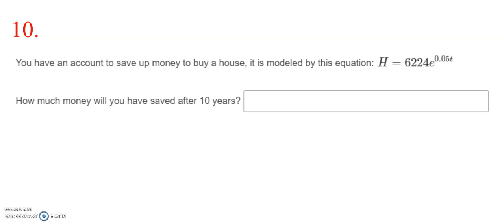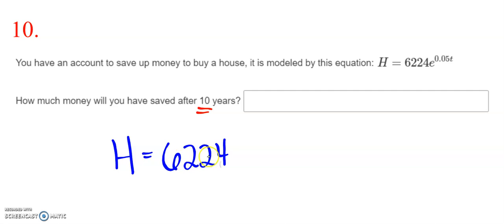Last one, you have an account to save up money to buy a house. It is modeled by this house equation, H equals 6,224 times e to the 0.05t. How much money will you have saved after 10 years? So we are saving up for a house. We started with $6,224, and our account is going to grow for 10 years.